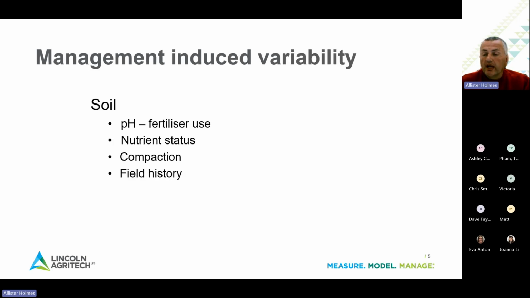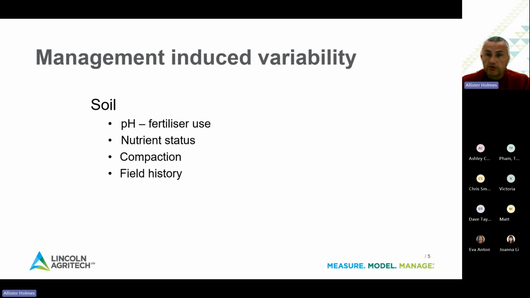Then we put on a layer of management over the top of that, and we can actually increase variability over time by using synthetic fertilizers. We can decrease the pH of soil, increase the acidity of soil over time. We can change the nutrient status of soil depending on where we put fertilizer, and if we don't apply fertilizer uniformly, we can result in compaction in paddocks.